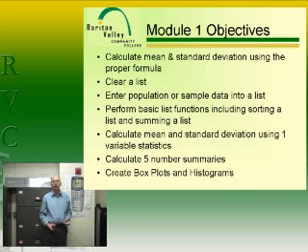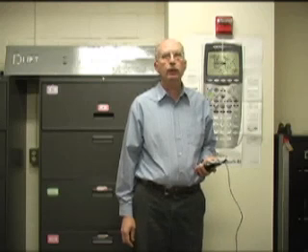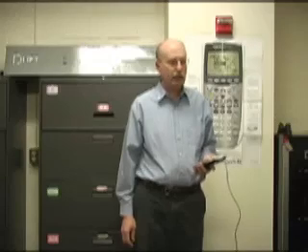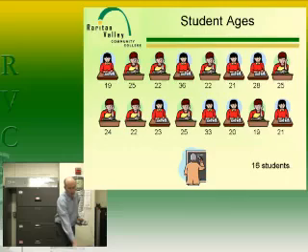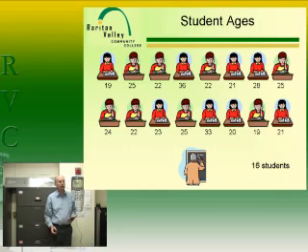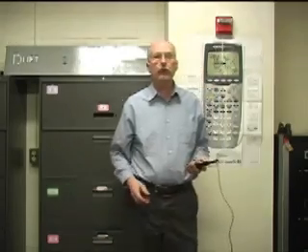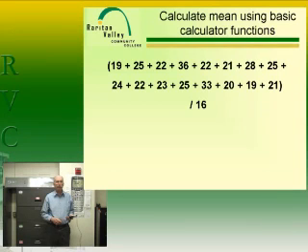So let's get started. Our textbook, Introductory Statistics by Weiss, defines the mean of a data set as the sum of the observations divided by the number of observations. Let's look at an example. Suppose, for example, we had a statistics class with 16 students, and we wanted to find the average age of those students. Well, we'd take a look at our example and we'd enter those in one at a time, add them up, and divide by 16. Let's do that.